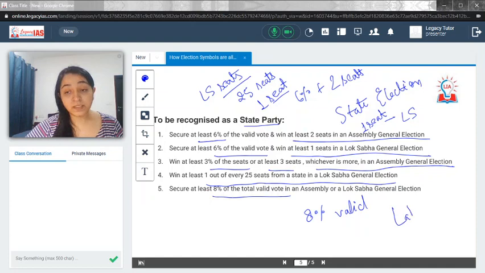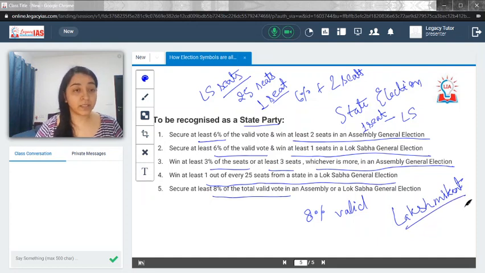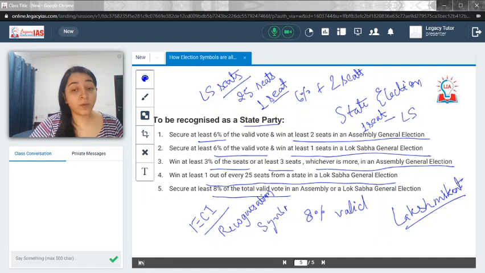In your Lakshmikant, this particular thing is mentioned. I would advise that you go through it. You don't have to understand all the political things, but the Election Commission of India, its features, how political parties are recognized, the recognition system, as well as how symbols are given. These particular things are important from your polity perspective.